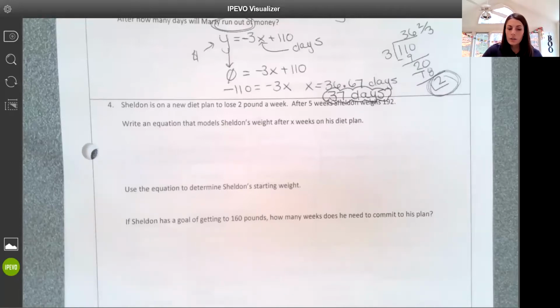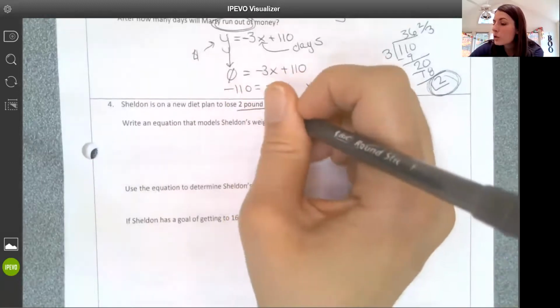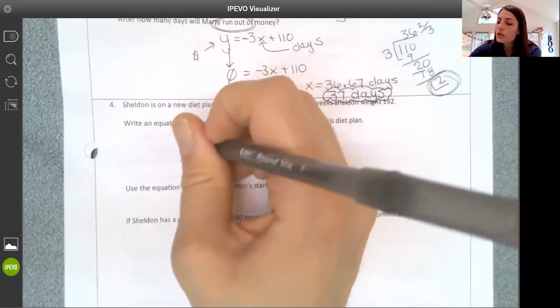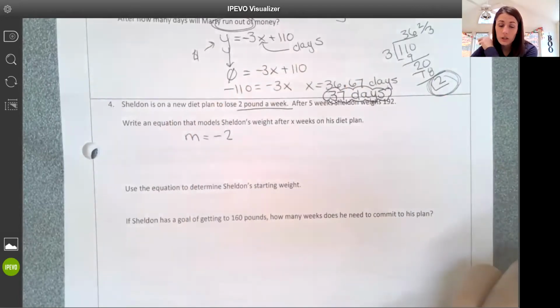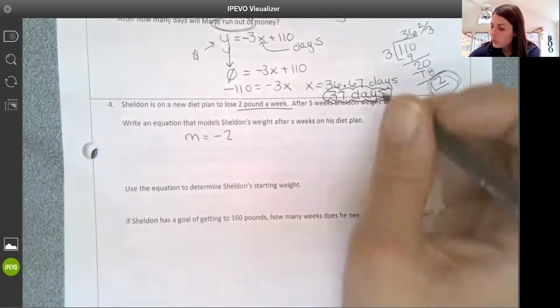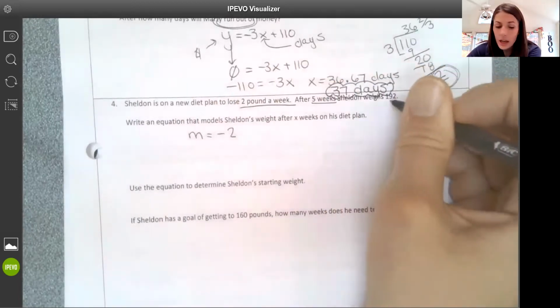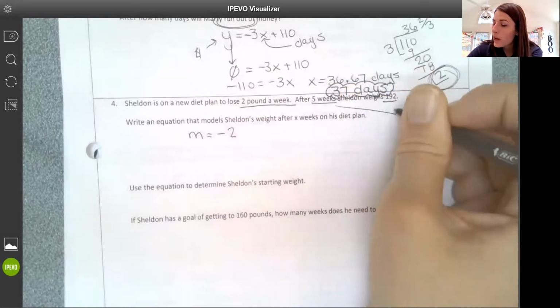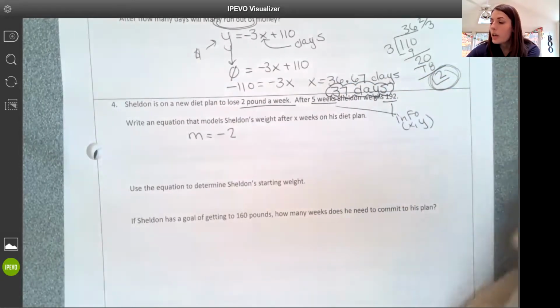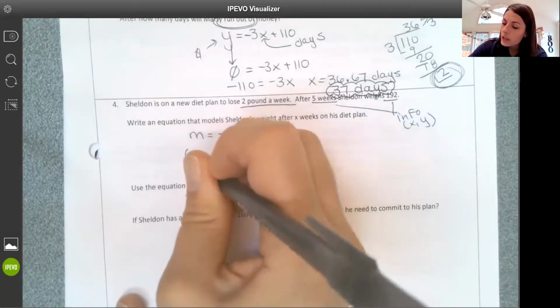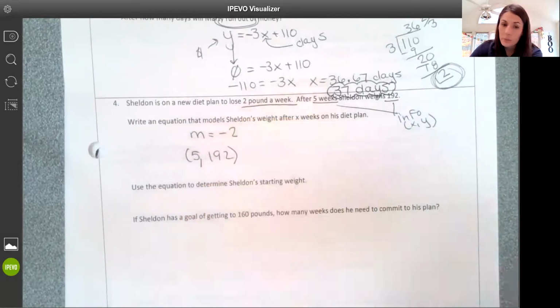So on 4, similar to 3, it's talking about something being a loss of something. So we are losing weight, which means this is giving a 2-pound a week weight loss. That's our slope, but it means we're going down, we're decreasing each week. So my slope is negative. And then it gives that after 5 weeks, Sheldon weighs 192 pounds. So again, this is some info or some XY value where I know that after 5 weeks, we weigh 192.